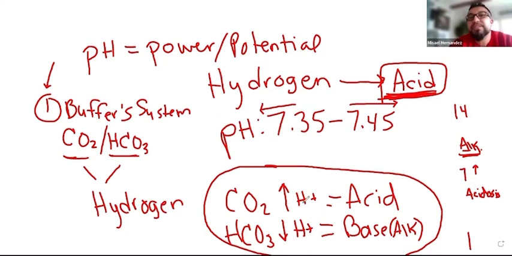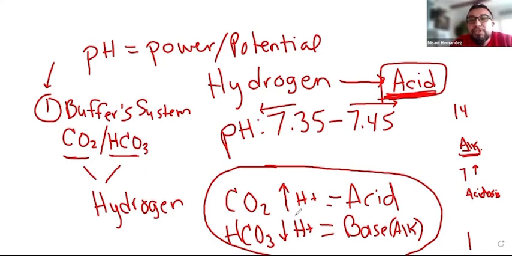CO2 increases hydrogen, acid, so CO2 equals acid. So whenever your blood is not acidic enough, your body will send its CO2 to buff the blood to create more hydrogen, and now your blood's more acidic. Whenever your blood has too much hydrogen, too much acid, HCO3 will come into play, and it'll buff the blood and remove hydrogen from the blood, therefore making it more alkaline or basic. I hope that makes sense.